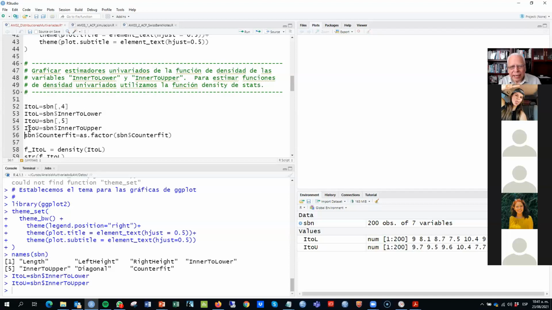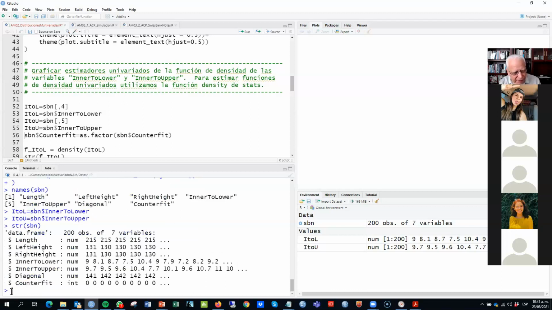And I'm going to define, if you look at the structure of SVN, you see that counterfeit appears like an integer. This is in fact a factor. It is a class. It's a factor, so I'm going to define it as a factor here.